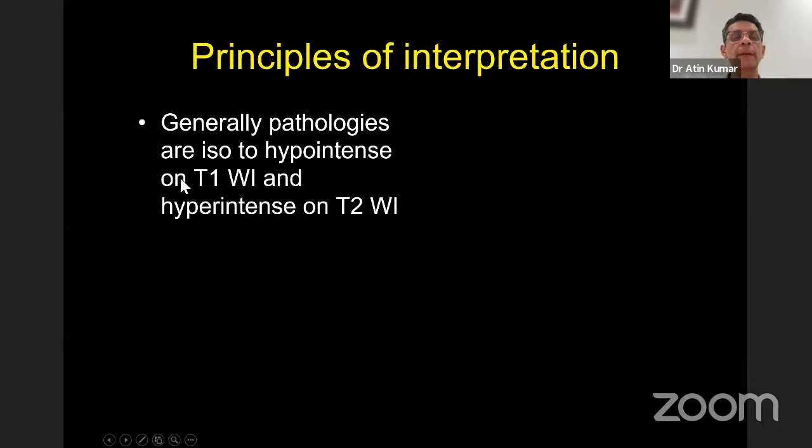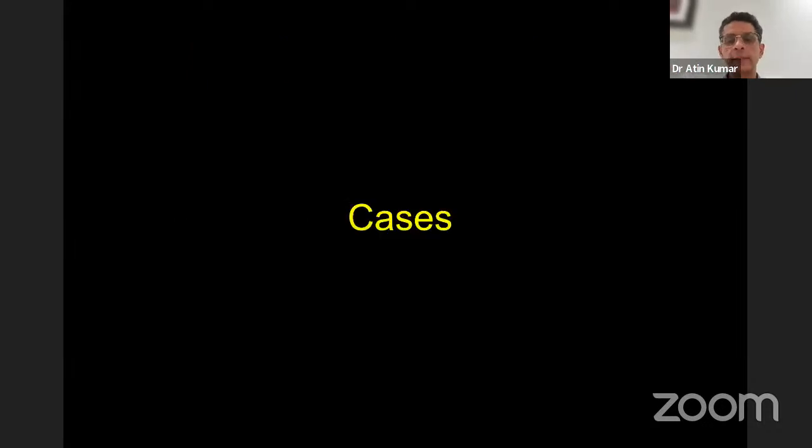I've told you generally pathologies are dark on T1 weighted image and bright on T2 weighted image. There are some exceptions to this rule. For all practical purposes, what I'll be showing you today is bleeds, multiple bleeds. That is the exception to the rule. Bleed is often bright on T1 and dark on T2 weighted image. And that's what we will try to look at compared to the normal pathologies when we are trying to interpret bleeds. And let's look at some cases.